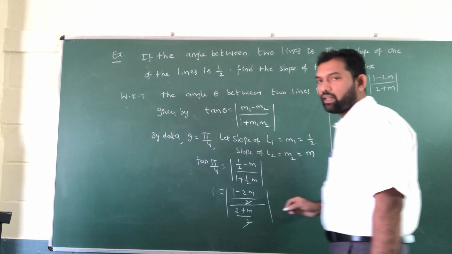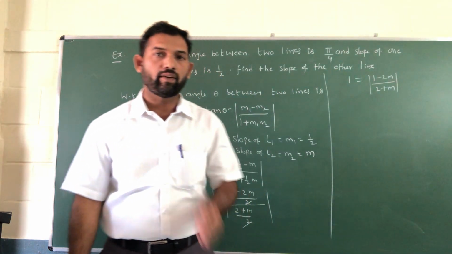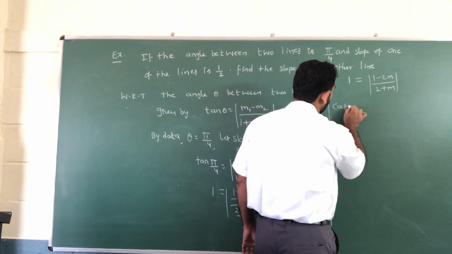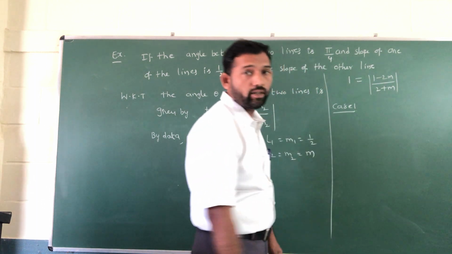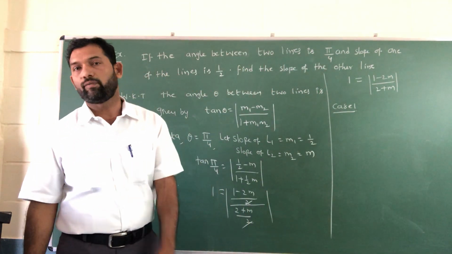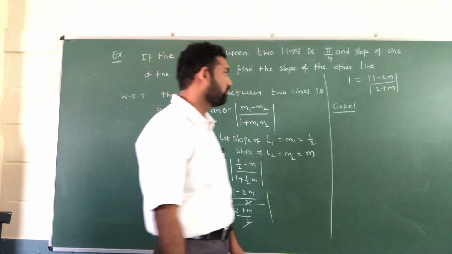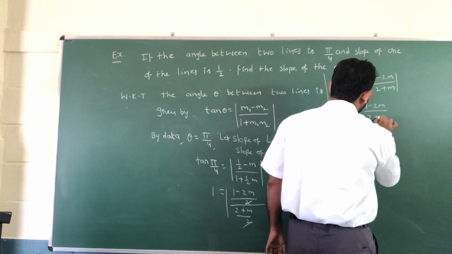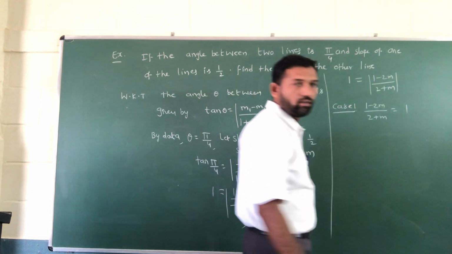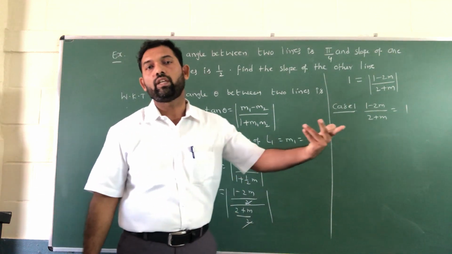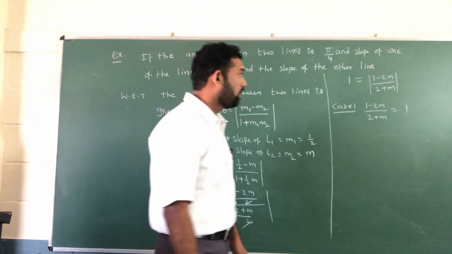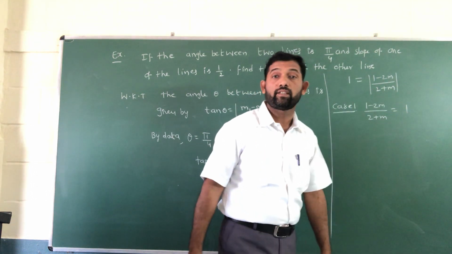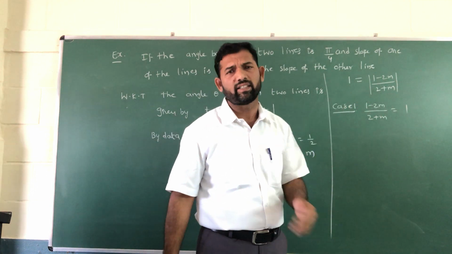So if we remove the modulus, we are getting plus or minus. So case 1. Here you will take two cases, and in the two cases we are getting the m value. So first, 1 minus 2m divided by 2 plus m is equal to 1, positive 1. So if we remove the modulus, one is positive, one is negative. Either you take left hand side or right hand side, that is your choice.